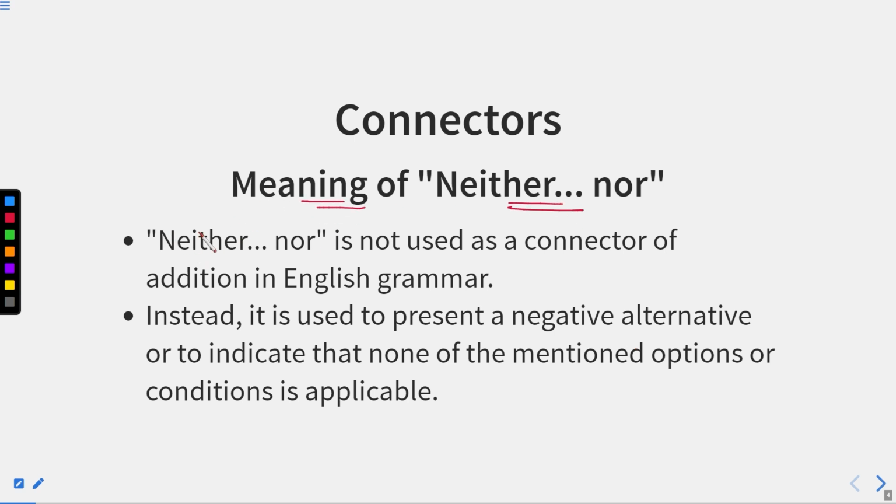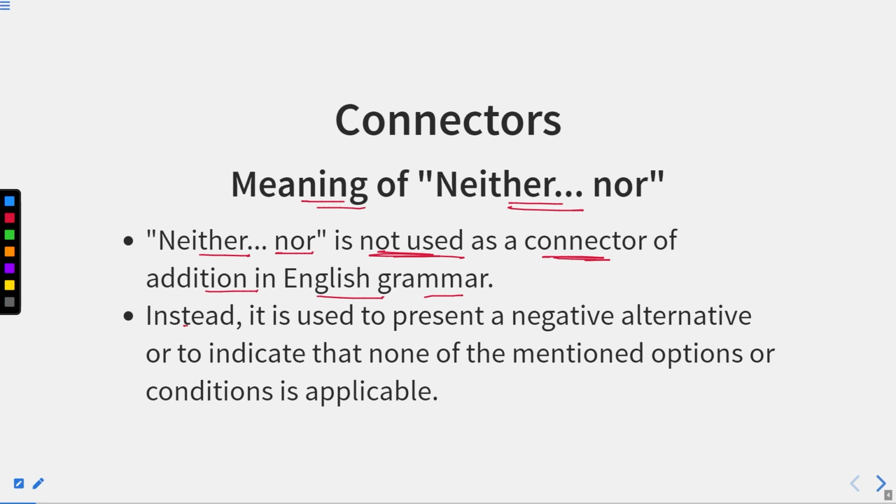Neither nor is not used as a connector of addition in English grammar. As I told you in the concept of either or as well, either or is a correlative conjunction, but it is not a connector of addition because we are not adding anything. In fact, we are just choosing one out of two. Neither nor is also not a connector of addition. Why so? Because here we are not including anything. We will exclude both the factors, or both the choices.